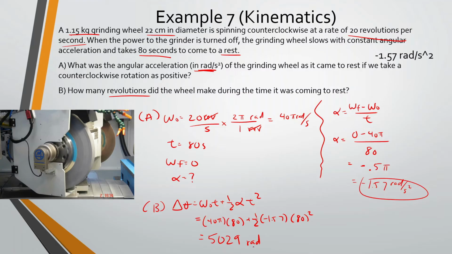So we know this is radians. Let's get rid of radians and get into revolutions. Again, we should know 1 revolution is equal to 2 pi radians. So we're going to do 5,029 divided by 2 pi. Make sure to put in parentheses. And we get 800 revolutions.